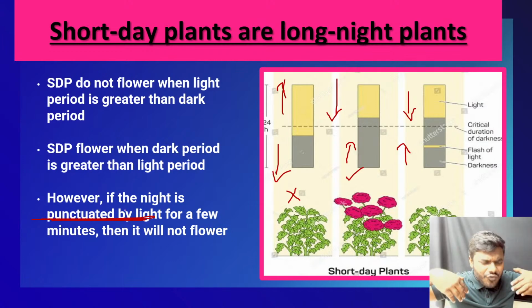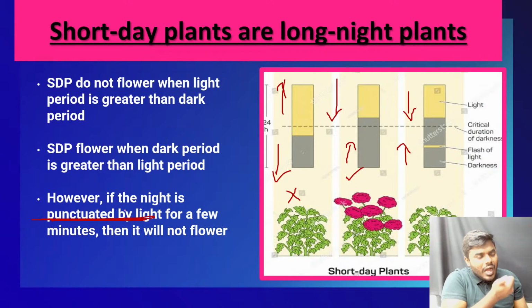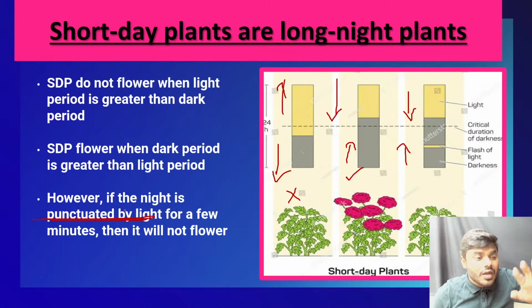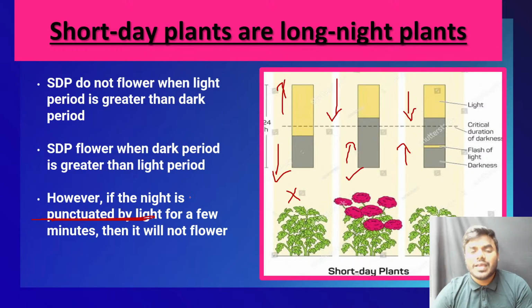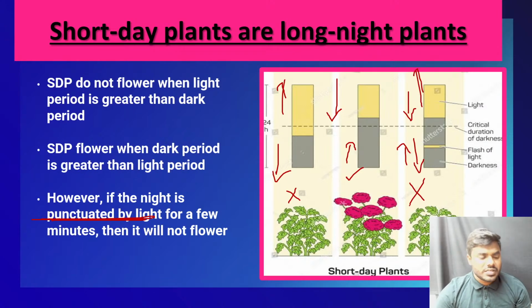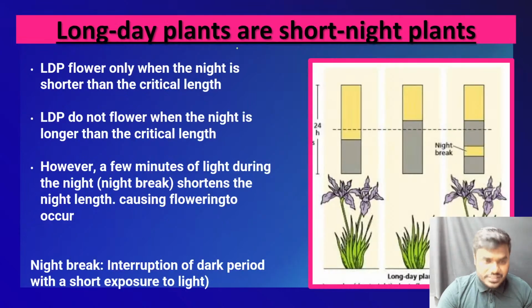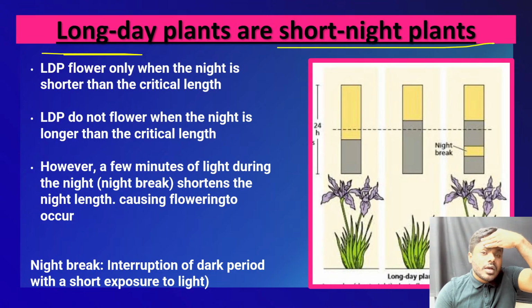You know, friends, if we are moving in a dark area, all of a sudden if we switch on the torch light, we will see everything, which means we are disturbing the night length. Same way here. So when we disturb the night length with the flashlight, day length increases, night length decreases. As a result, friends, short day plants are not flowering. That's a simple point, so keep it in your mind. Short day plants are long night plants. Now the second one, opposite. Long day plants are short night plants.